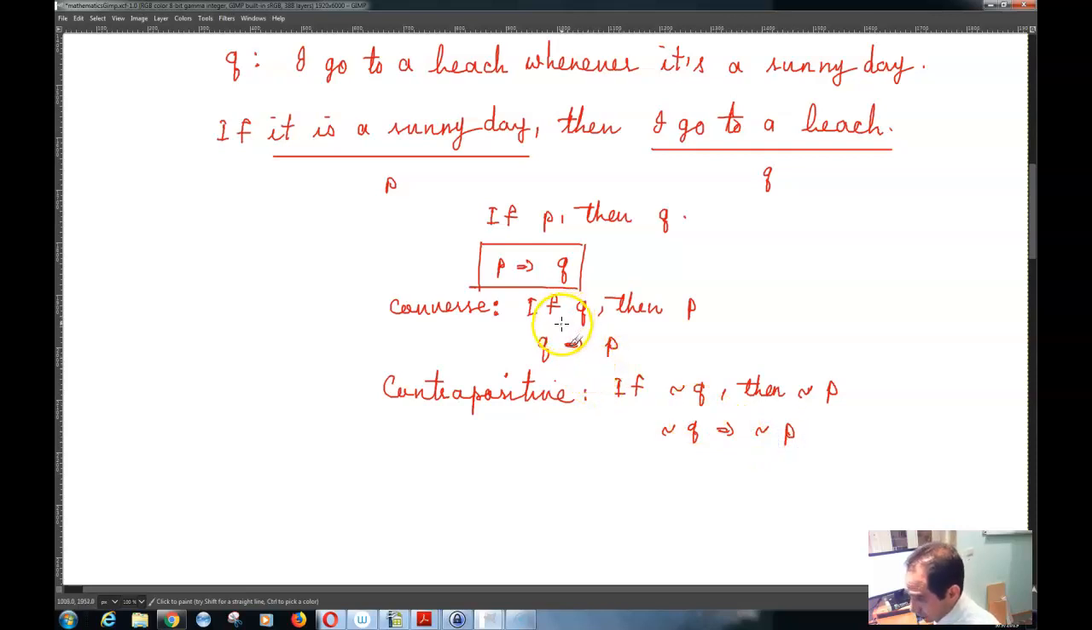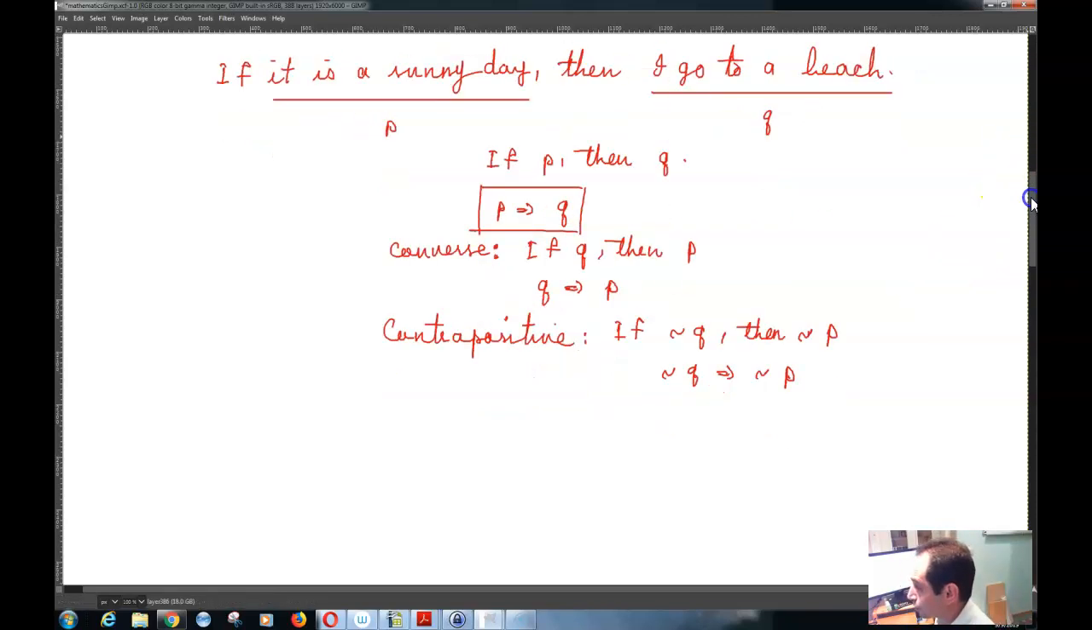So now the converse in terms of an English sentence would be Q then P. So that means that if I go to a beach, then it's a sunny day. And the contrapositive is if I don't go to a beach, then it's not a sunny day. That's basically how you write this one.